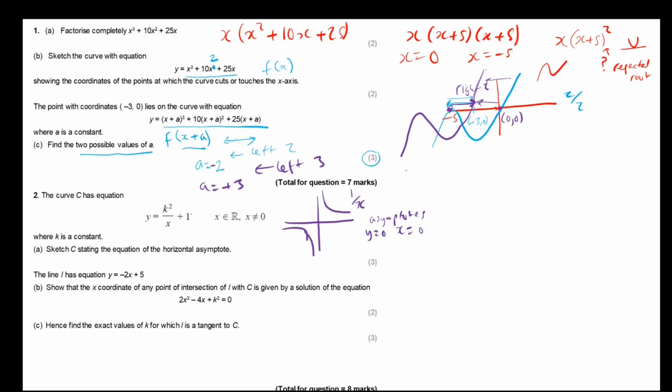Now here, we've got +1 on the outside, so we know it affects the y, so that's going up 1. And it just says here, sketch C stating the equation of the horizontal asymptote. So we don't even need to worry about what K is. We just need to move something along. So we're moving this all up 1. This whole thing up 1.